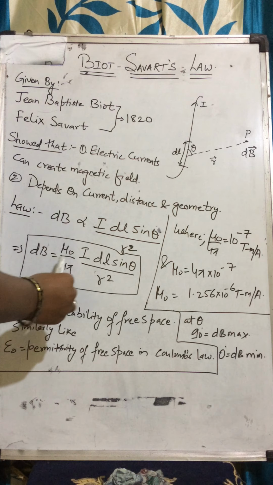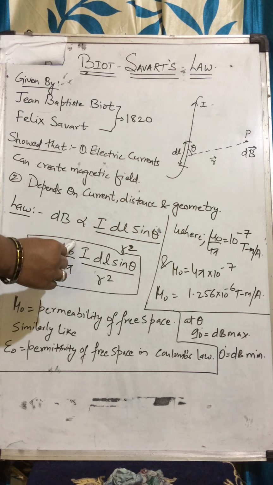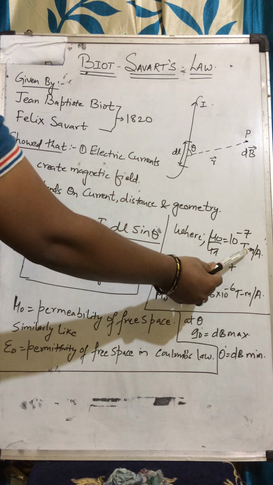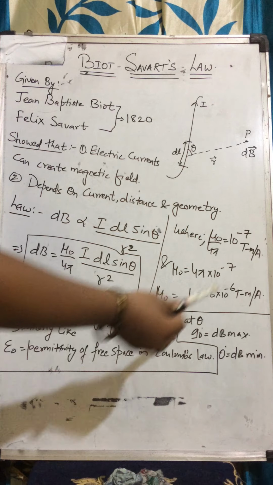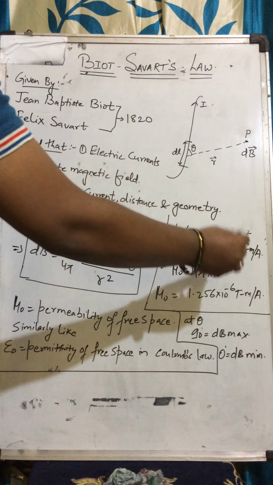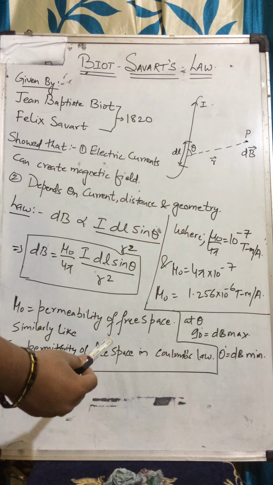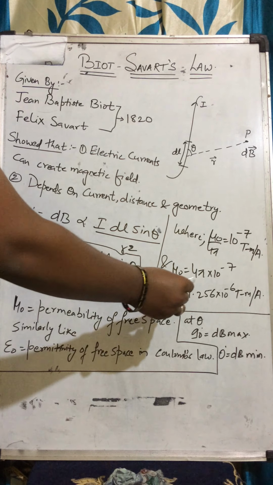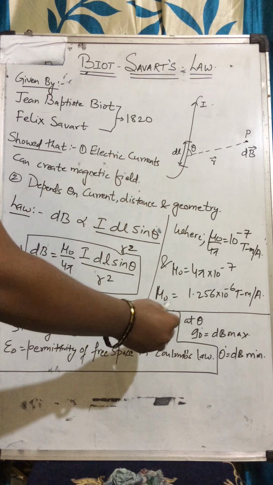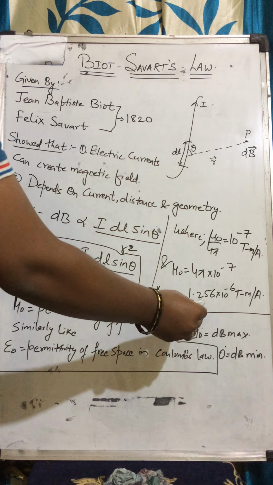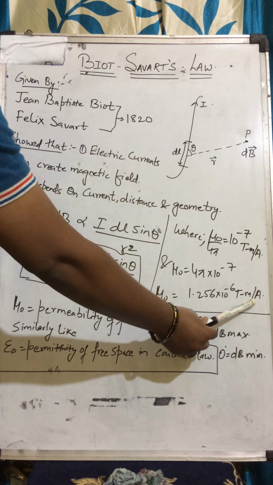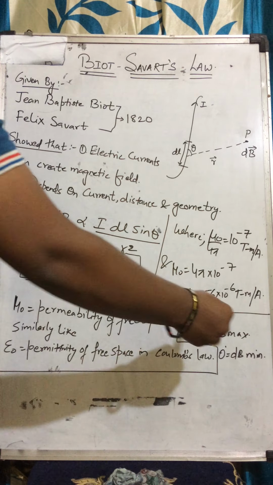Now see, mu naught by 4 pi is equal to 10 to the power minus 7 Tesla meter per ampere. This is the unit of mu naught by 4 pi. So mu naught will be 4 pi into 10 to the power minus 7, and when we calculate, we get the value of mu naught as 1.256 into 10 to the power minus 6 Tesla meter per ampere. It is for free space.